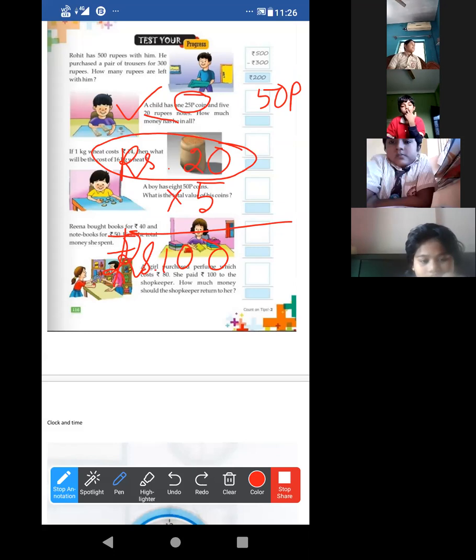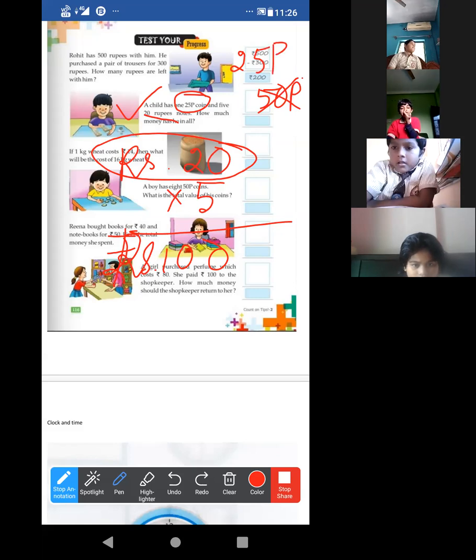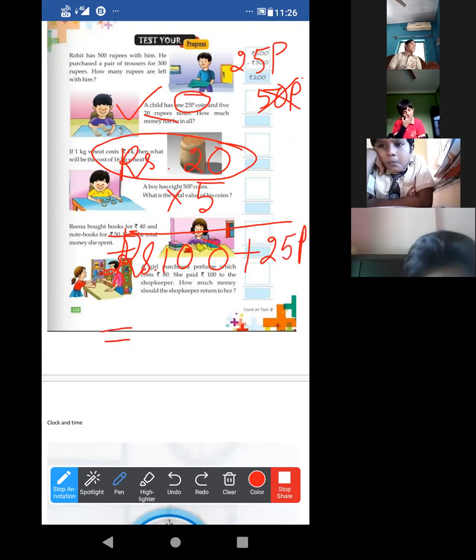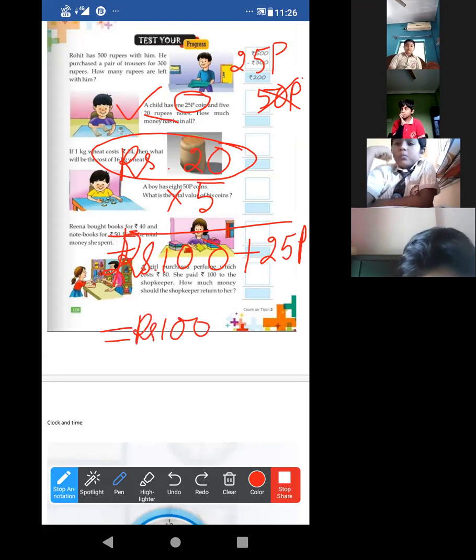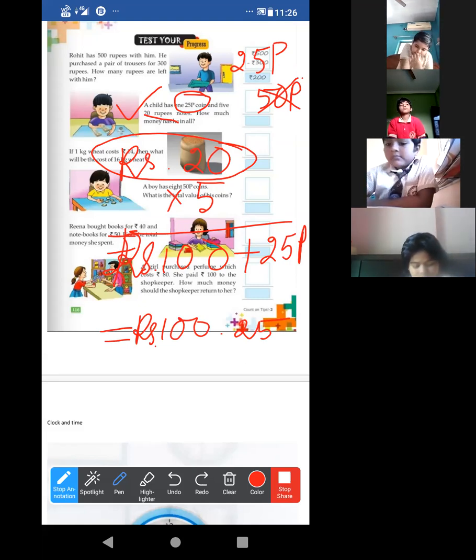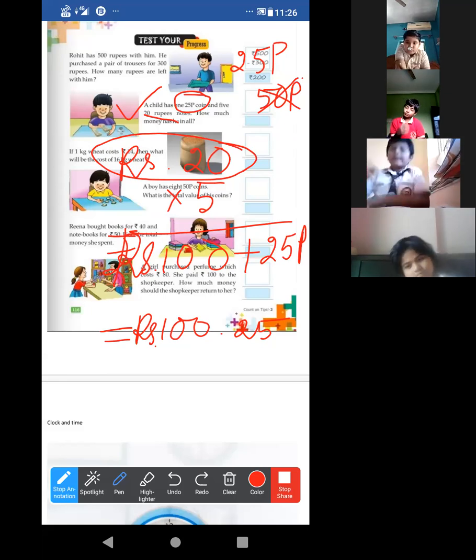Plus, acha, this one not 50. I have written 50. Sorry, this one will be 25 paise. That means this 100 rupees plus 25 paise. So ultimately the total will be what? 100 rupees and 25 paise. Understood to all the students? Mohammad, Tarsir, Devi, Shreyam, understood?